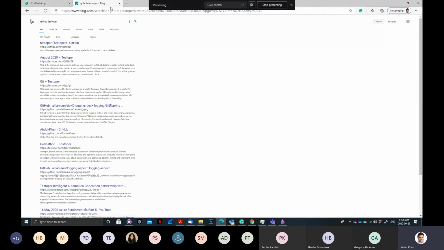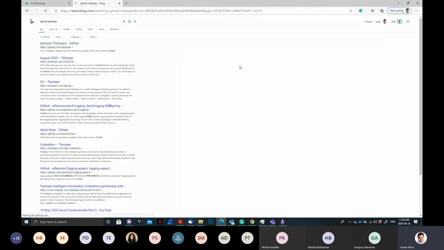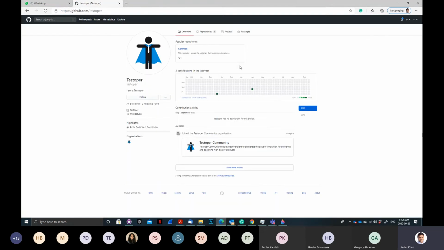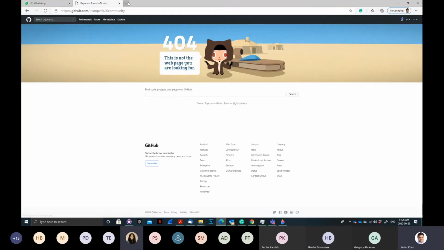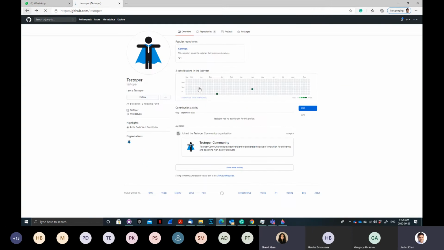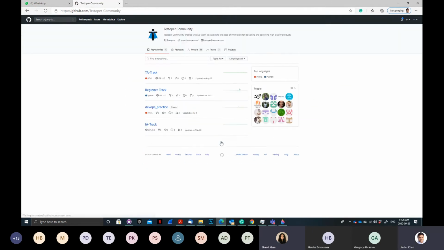Let me see whether I have access. So this is github.com Testoper. I believe this is the one, right? Is it Testoper or Testoper community? I think it's community. Rather, it is community, Testoper community. It is there on the same page, if you go to the bottom. Oh yeah, okay. So Testoper is a username.